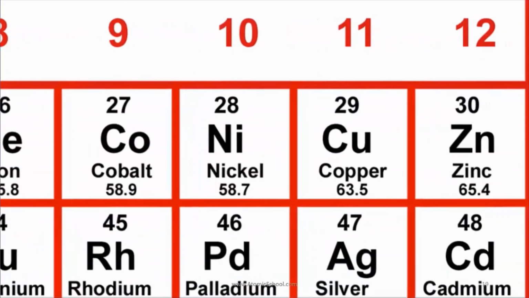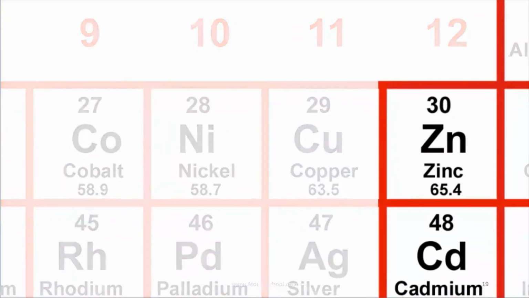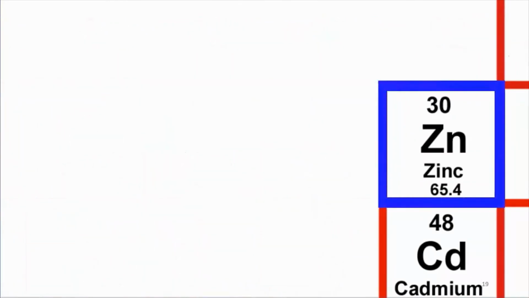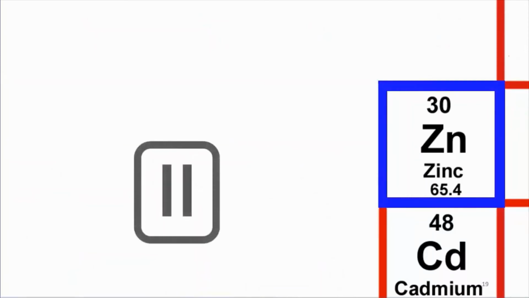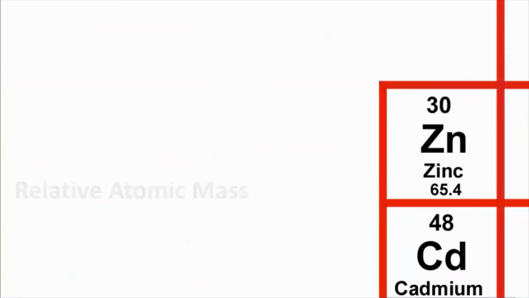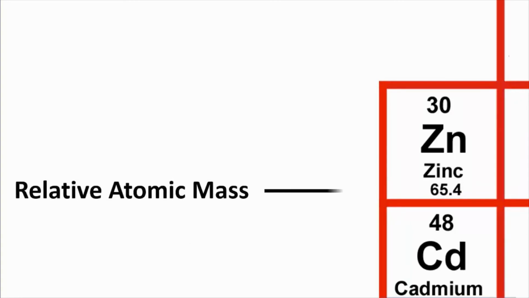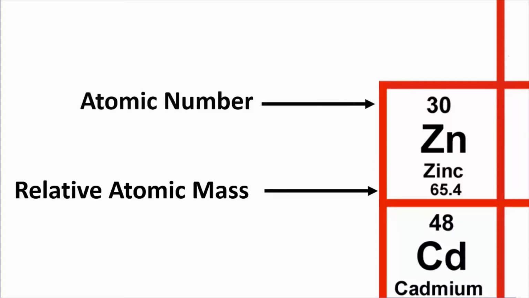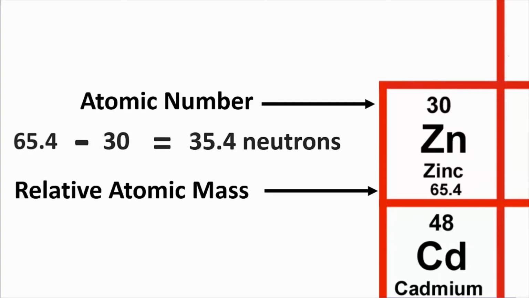Now do the calculation for zinc. Do you get a strange answer? Zinc has a relative atomic mass of 65.4 and an atomic number of 30. It must have 65.4 minus 30 equals 35.4 neutrons.